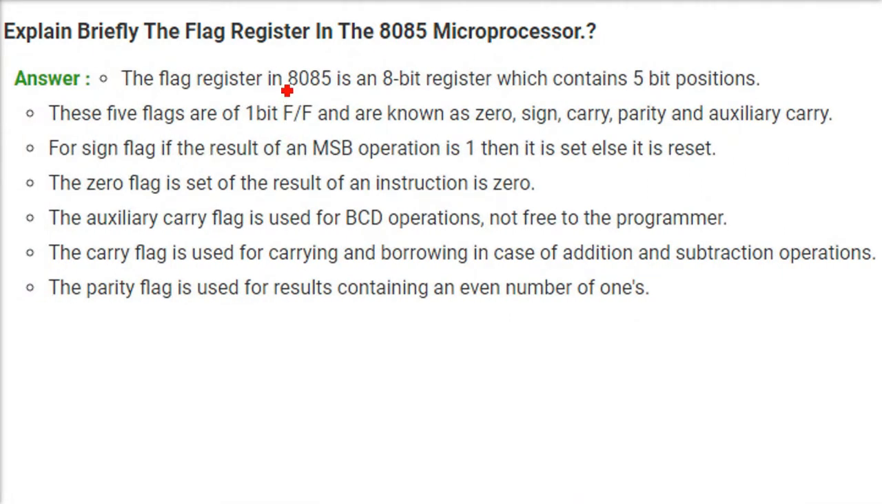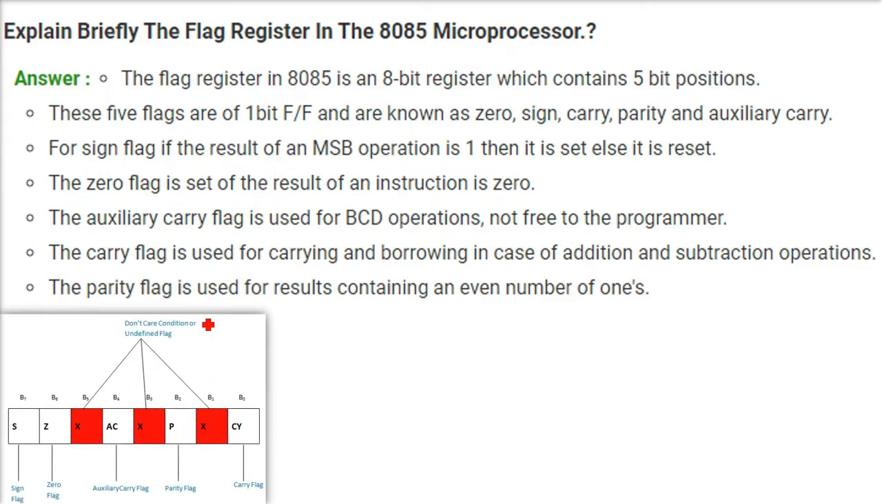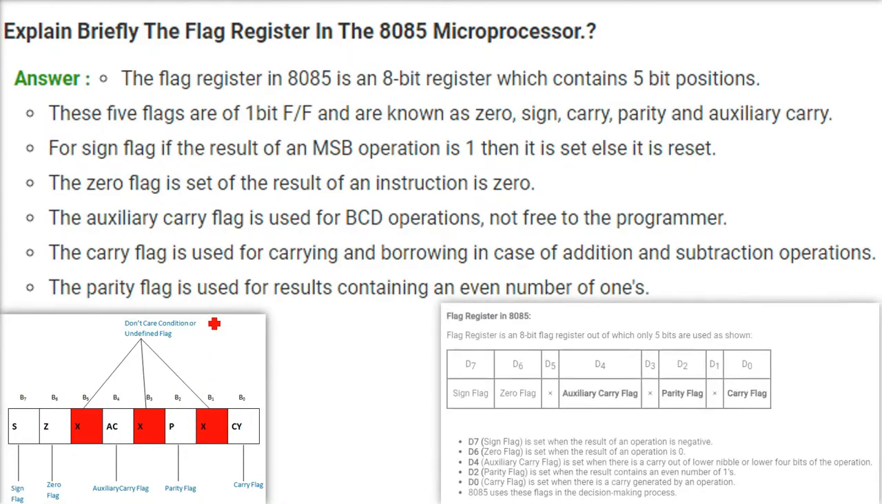So the flag register, these are basically flags. These flags represent, after certain operations, what has happened, what the state is, and what the changes are. So this flag register tells you about the status or situation. Let us take the flags one by one.